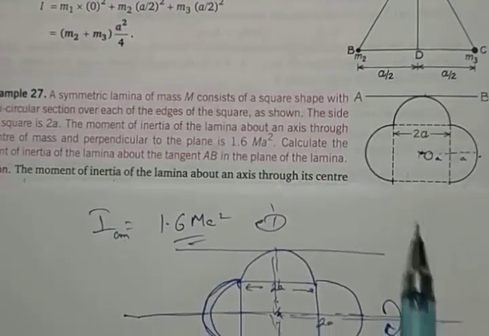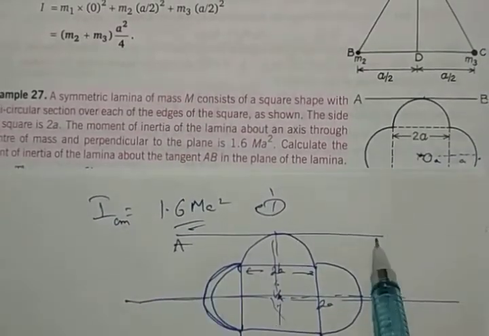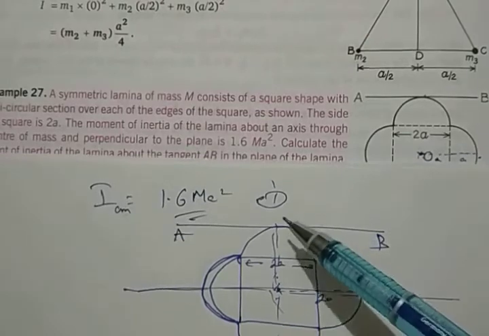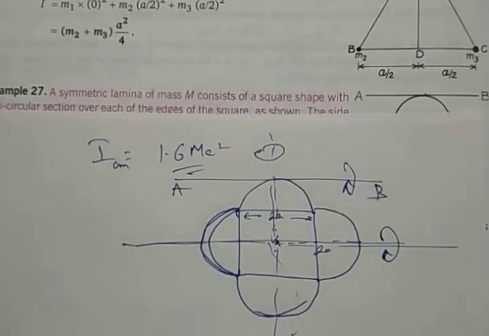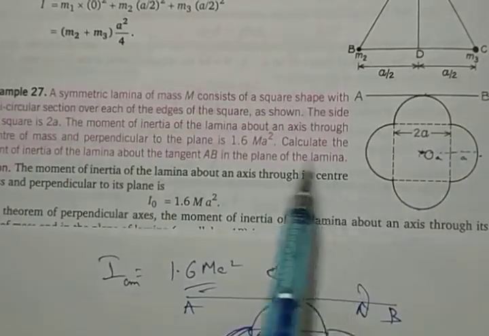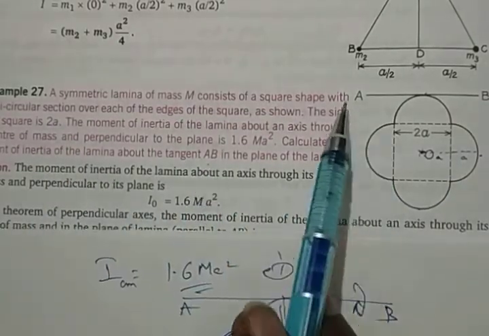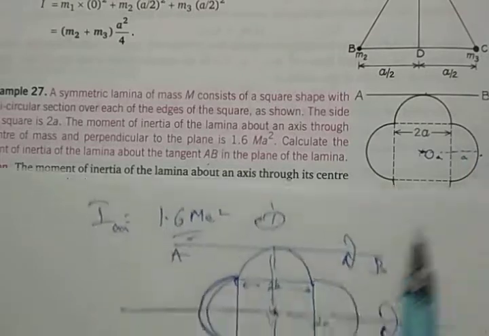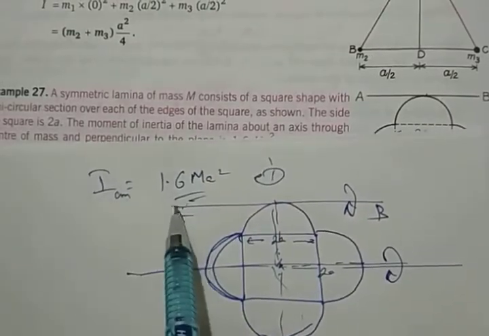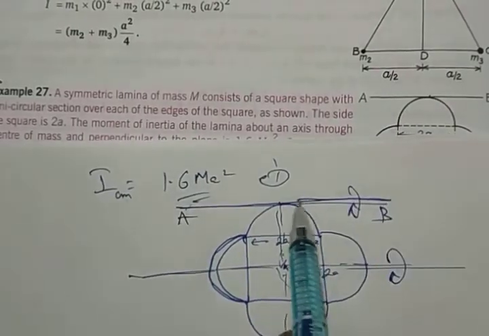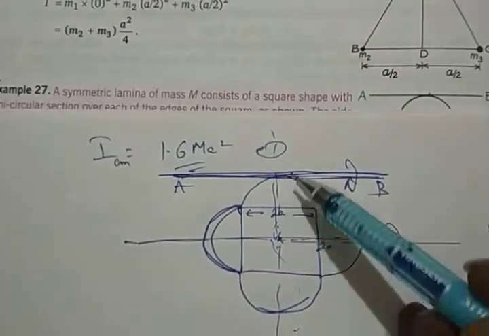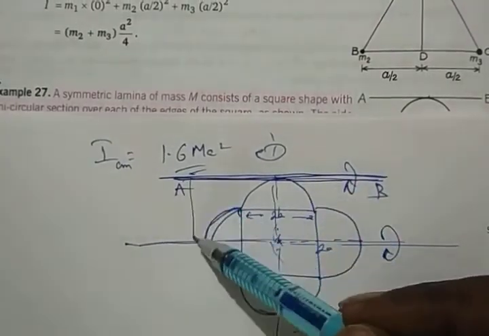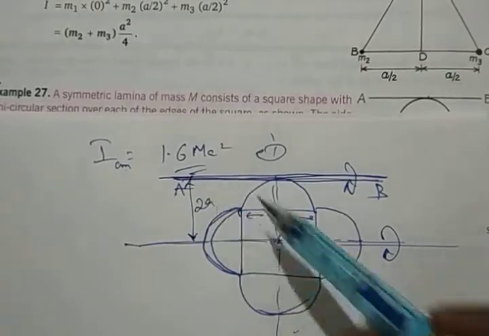At the end of the time, we need to find out the moment of inertia about the axis AB. If it rotates in this axis, what is the value? We need to find out. That's what is given here. Tell the moment of inertia about AB. About AB is the line you need to find out. So I will just make this line a little more thick. This axis you need to find out. So what is the distance from the center? 2A is the distance.